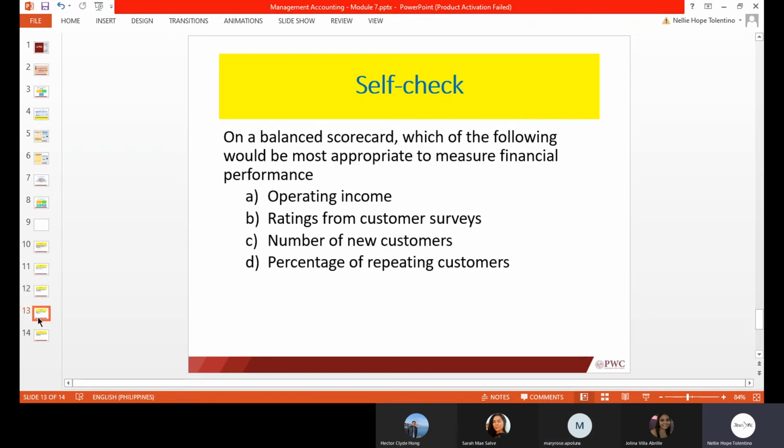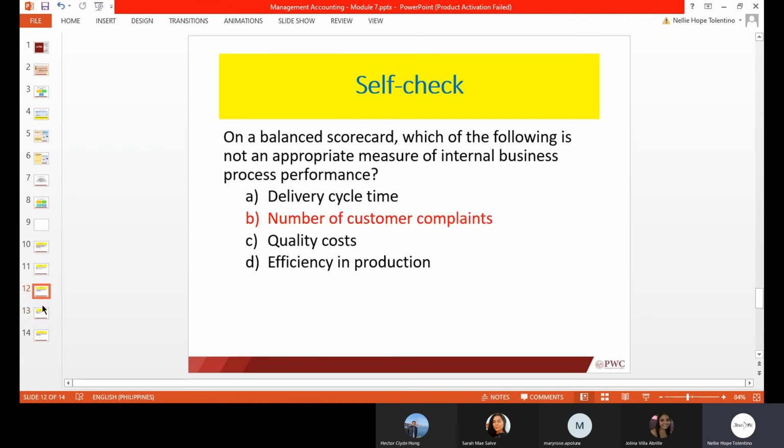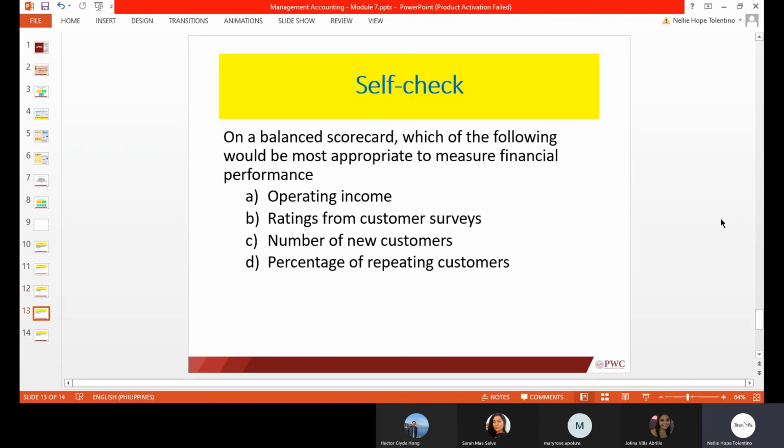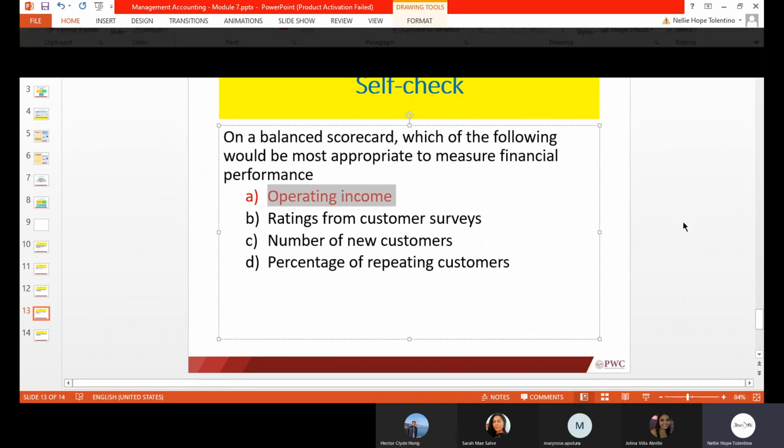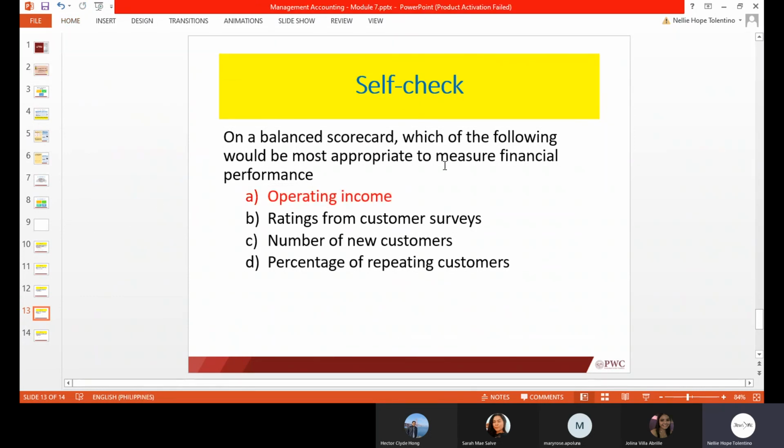Question number 4. Operating income. Yeah, operating income. Financial performance. Ito yung ginagawa natin kanina, computing for the operating income.